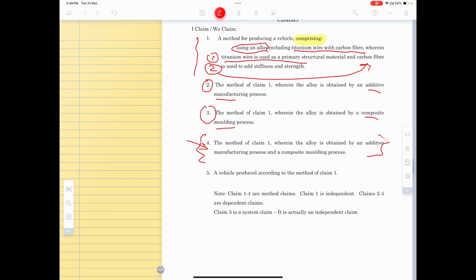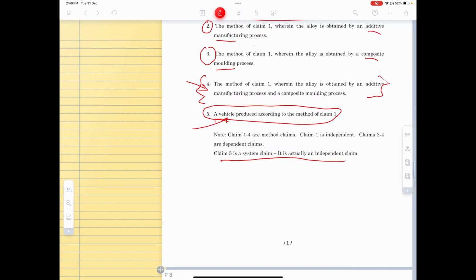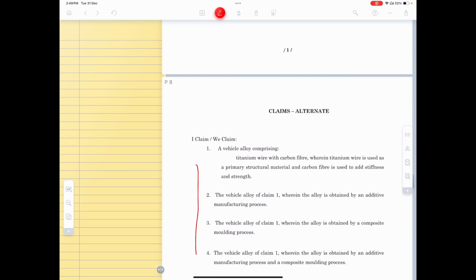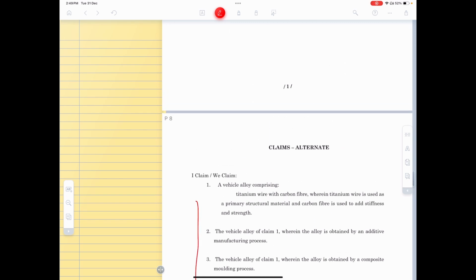And I also wanted to show you this particular thing. Now, this is not a dependent claim. This is the independent claim. This is rather a system claim. Another way of drafting the claims. So I just use this vehicle alloy instead of first defining an alloy and then using it.